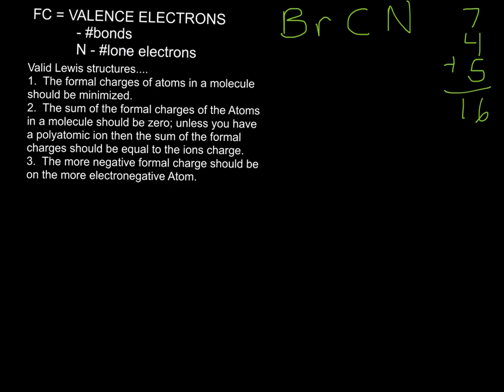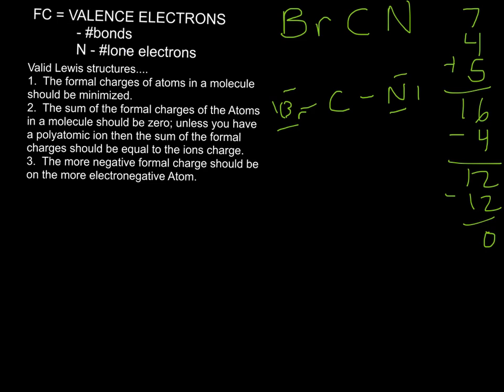Drawing our skeletal structure is pretty easy. We see carbon, so we know it's going to be the center. So that cuts down on our work. And it costs us 4 valence electrons for 12 left. Nitrogen and bromine each need 6 more electrons to complete their octet. 2, 4, 6, 2, 4, 6. That costs us 12 valence electrons, so we have 0 left over.